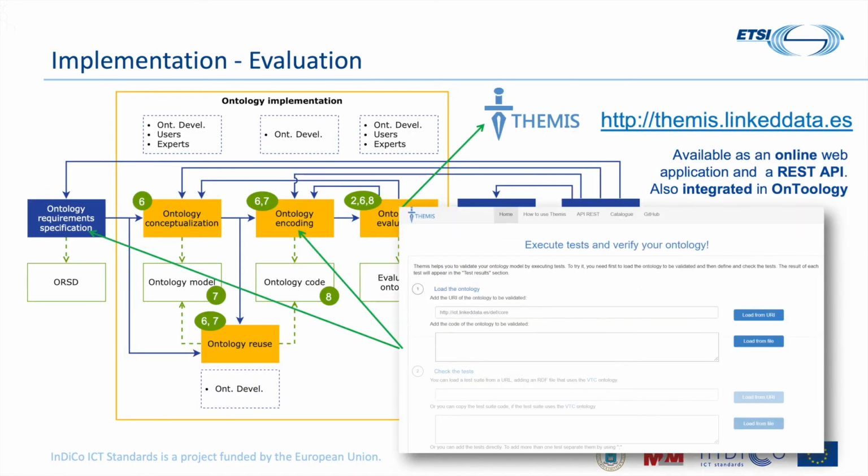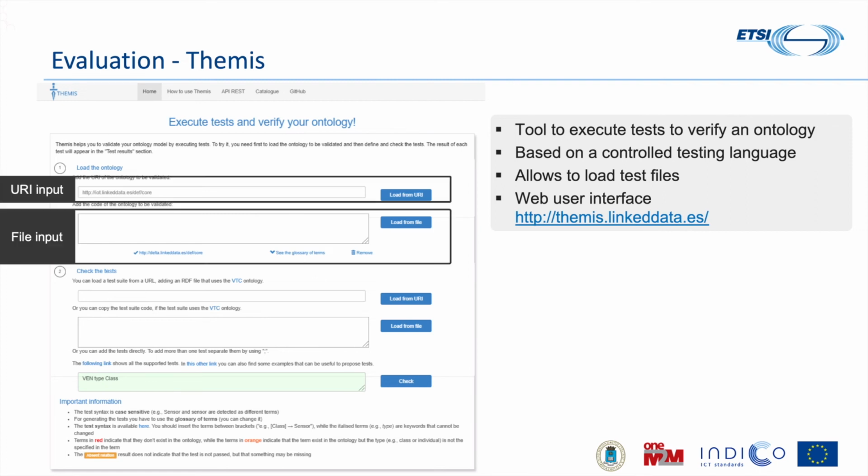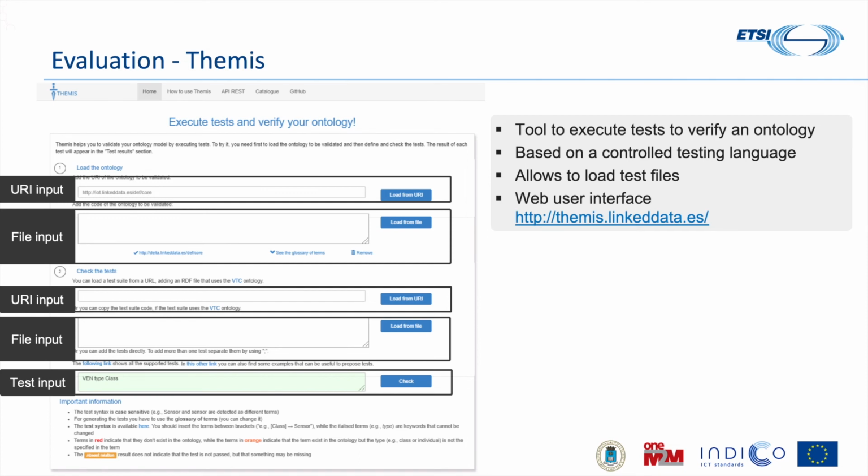Another system for evaluating ontologies is Themis, available at themis.linkdata.es. It is also available as a REST API. Themis is a system to execute tests to verify an ontology, and it is based on a control testing language. For using Themis, one should upload the ontology either by a URI or by file input, and also input the test either by URI, a file, or by writing the test through the interface.